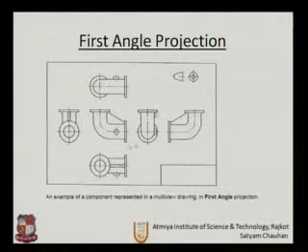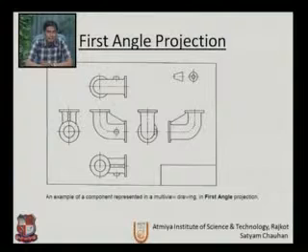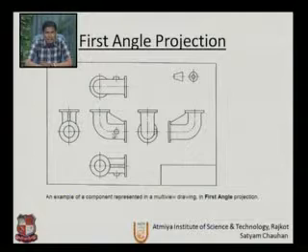here is an example of first angle projection. A pipe fitting is drawn in first angle projection. Let us say this is the front view, then the top view and the rear view, and this is the right hand side view. If you are looking from the right side, it is drawn to the left of the front view, and this side is the left hand side view, so it is drawn on the right of the front view.